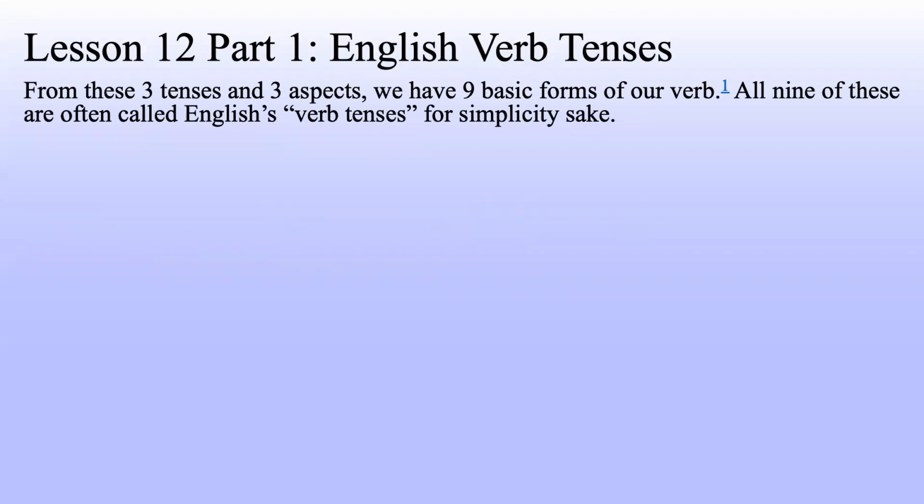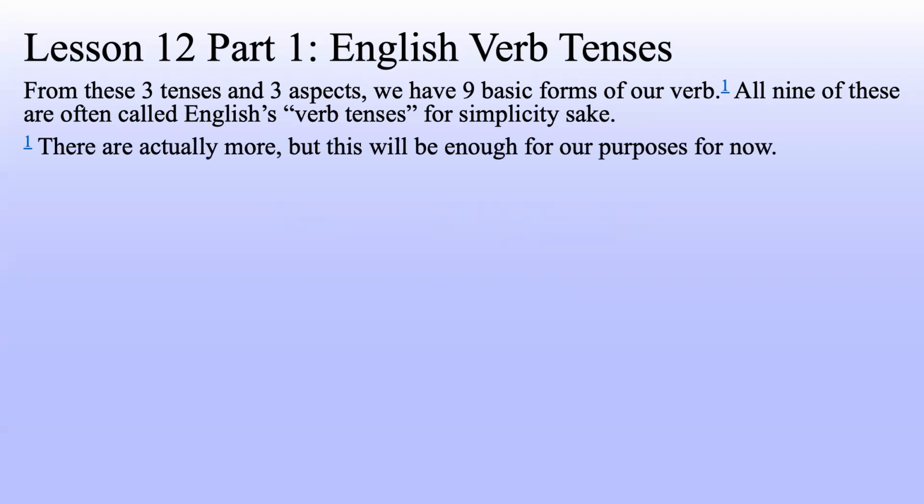From these three tenses and three aspects, we have 9 basic forms of our verb. Now, there are actually more, but this will be enough for our purposes for now. All 9 of these are often called English's verb tenses for simplicity's sake, even though they involve a tense and an aspect together. Most people will just call them a tense with both words in the title. So for example, they would say simple past is a verb tense, even though technically it's a tense and an aspect put together, with simple being an aspect and past being a tense.